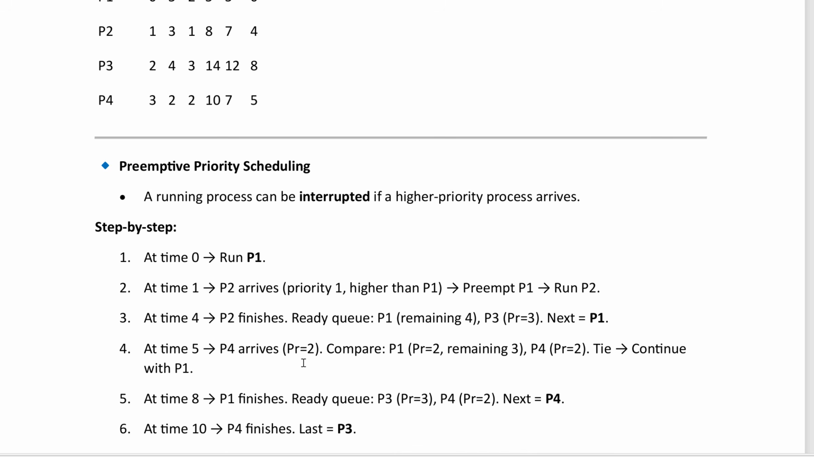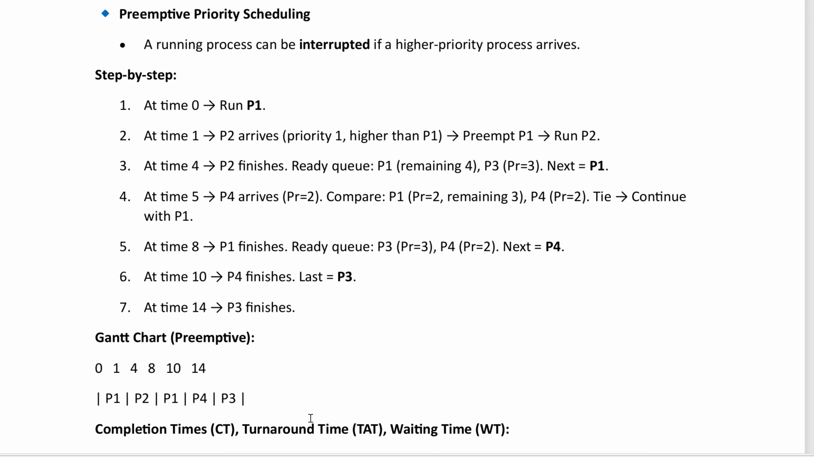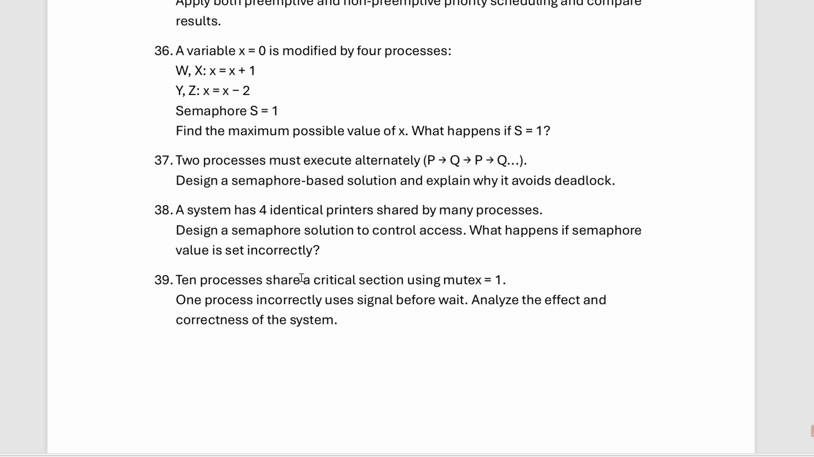And for preemptive priority scheduling, this is the step-by-step execution. Based on this step-by-step execution in preemptive priority scheduling, we can draw the Gantt chart here also, right? This is the Gantt chart. So we are done with problem number 35 as well. Now we come to 36.